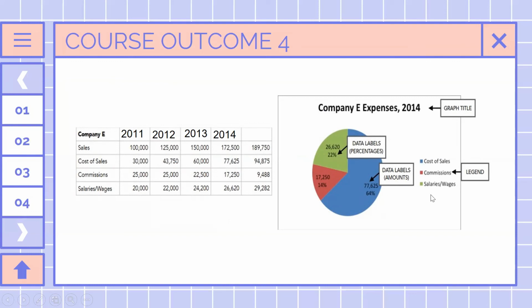If you're wondering why there is no sales, it's because we're only getting the amount for the expenses. So sales is not under expenses. That's why it's not included in the pie chart.